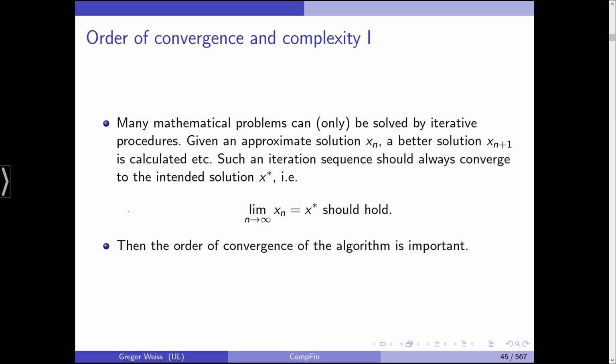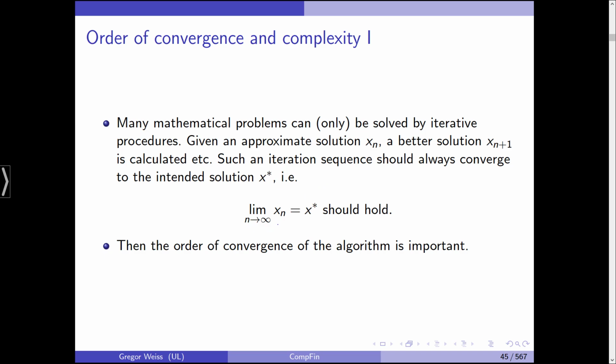Next, we are looking for convergence and complexity of algorithms. Now, many mathematical problems can only be solved iteratively. That is, we are trying out one solution, then we improve on that and again improve on that in the next step. And after, let's say, 10, 15, maybe 100 steps, we arrive at a final solution we believe to be best. So given approximate solution xn, we try to improve on this in the next step, xn plus 1, and so on. And obviously we hope for this sequence of solutions, x1, x2, x3, and so on, to converge.